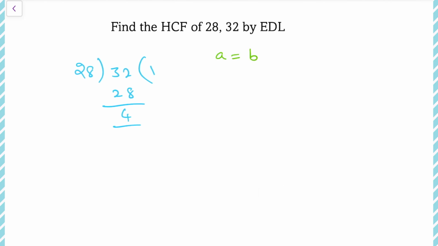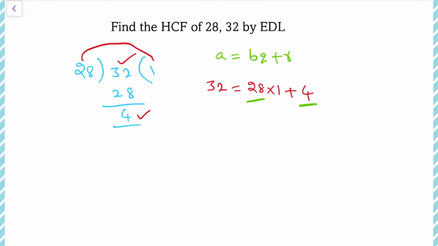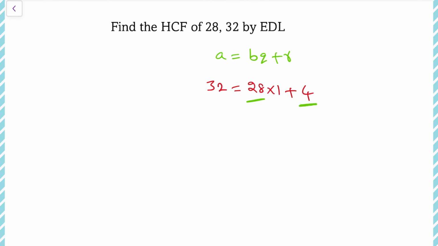A equals BQ plus R. So here dividend 32 equals divisor into quotient, that is 28 into 1, plus remainder 4. Now from this step we need to pick the divisor and remainder, and we need to do the division again. So here divisor is 28 and remainder is 4. So let us do division of these two numbers, 4 and 28. 4 sevens are 28. 28 minus 28, 0.